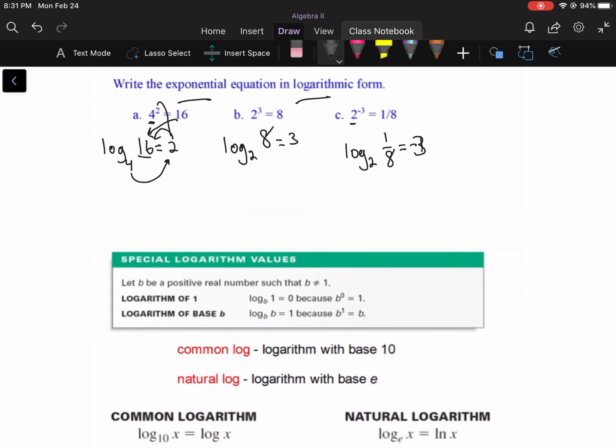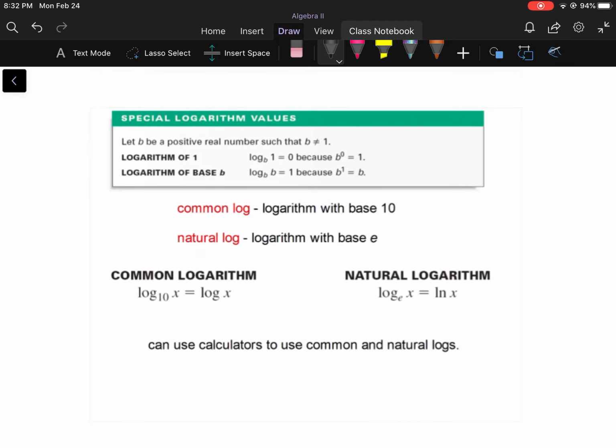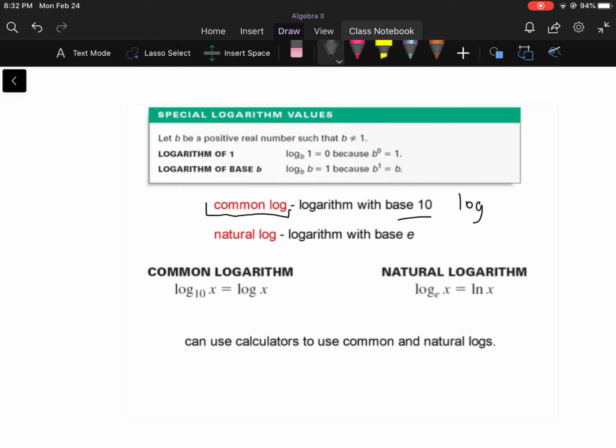Okay, some properties of log. Log base b of 1 is always 0. That makes sense because whatever the base is to the 0 power is always 1. If you're taking log base b of the same base b, it's going to be equal to 1 as well. On your calculator, there are 2 logs. There is a common log, which is log base 10, and that's just abbreviated by the letters log right there. I know it doesn't have a number, but it's log base 10.